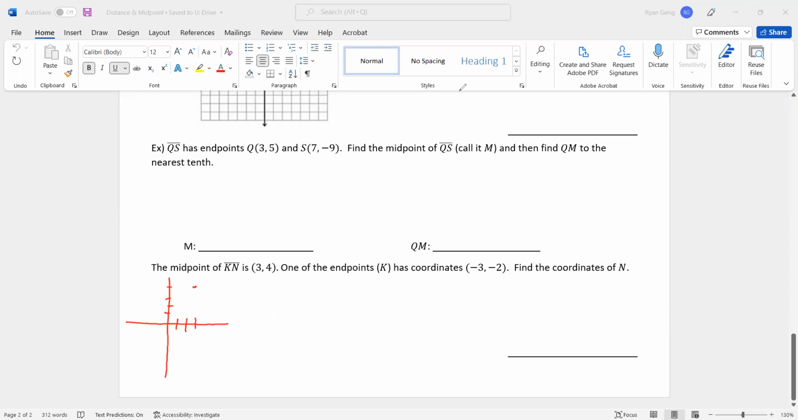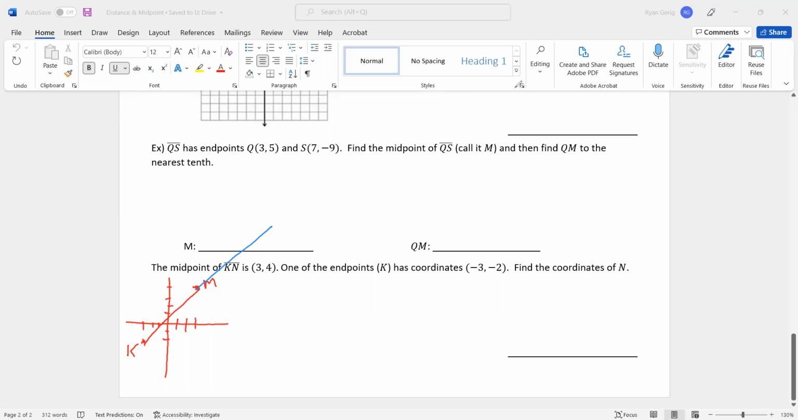So (3, 4), that is the midpoint, right? It says the midpoint is (3, 4). So I'm going to put M here. K is (-3, -2), so K is all the way down here. N is the other end of this segment. Well, this segment, KM, needs to go past M somewhere up there. We don't know where. We're trying to figure that out. Okay. So I'm going to come back to that here in a second.